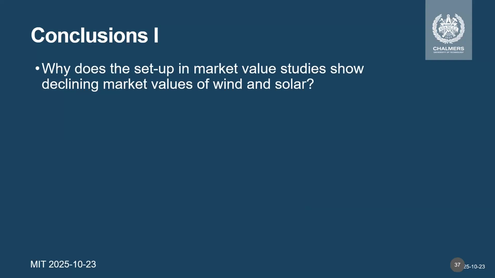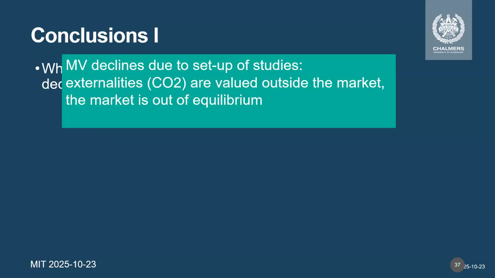Okay, so some conclusions. Coming back to the research question, why do market value studies show a declining market value of wind and solar? It's really because the externality, the CO2, is valued outside the market. Then the total capacity mix is out of equilibrium. There is too much wind and solar given the CO2 price.